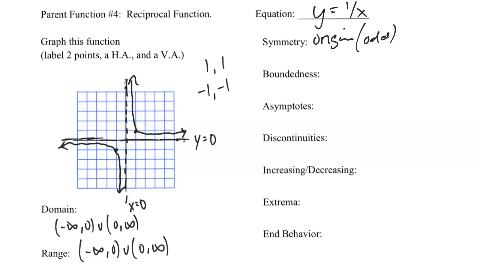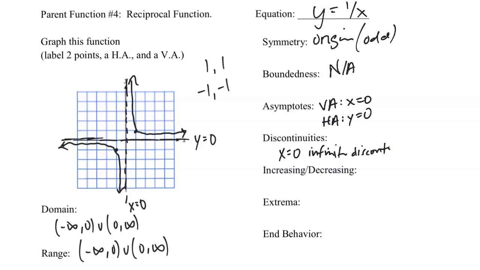Is it bounded, either above or below? Well, if you look at the range, you can clearly see that this graph does not have any boundedness. It does have two asymptotes. It has a vertical asymptote at x equals 0, and it has a horizontal asymptote at y equals 0. It does have a point of discontinuity. X equals 0 is what we called last time an infinite discontinuity because of the vertical asymptote that is occurring there. So that's an infinite discontinuity.